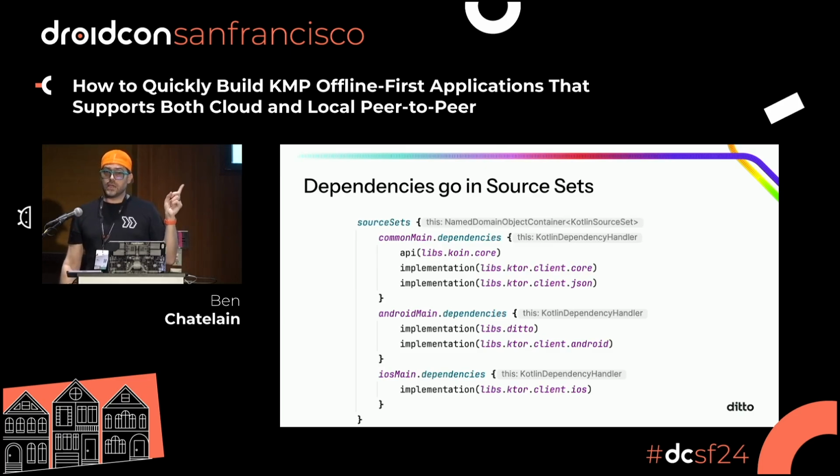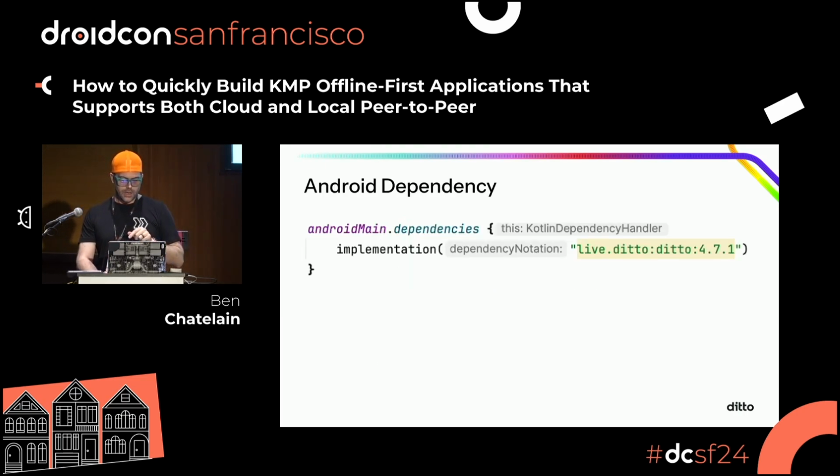Common main would be anything that is pure Kotlin or Kotlin multi-platform. Now, some libraries I've noticed, like Ktor, actually have an iOS client that's a different artifact than the Android client. And so anything that's platform specific goes in those Android main or iOS main. So you can see libs.ditto is the Android library that I added here. But there's a totally different way to include a native iOS one, like one that doesn't have a library around it, which was the bulk of the work here.